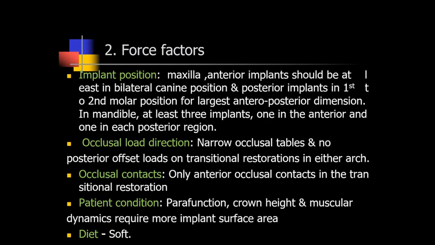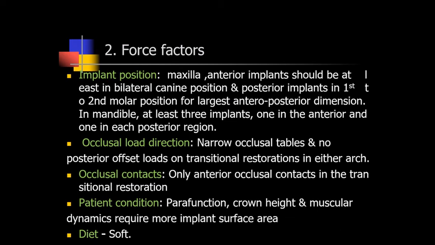So in a completely edentulous maxilla, anterior implants should be at least in the bilateral canine position, and posterior implants in first to second molar position for the largest AP dimension. Whereas when forces are greater, dentist should insert an additional implant between the canines, that is in the incisor region. Then in the mandible, the largest anterior posterior dimension possible should be used, and at least 3 implants, that is 1 in the anterior and 1 in each posterior region, are necessary.